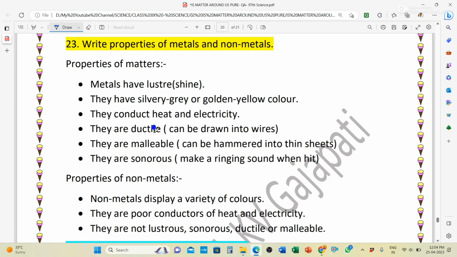They are ductile. Ductile means can be drawn into wires. They are malleable. Malleable means can be hammered into thin sheets. Okay, we can make thin sheets by hammering them. Then they are sonorous. Sonorous means we can make a ringing sound when we hit them.